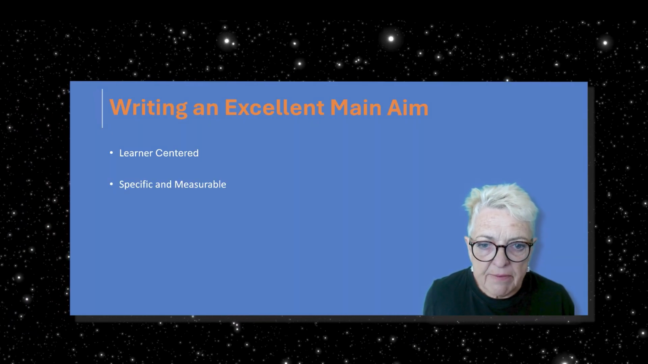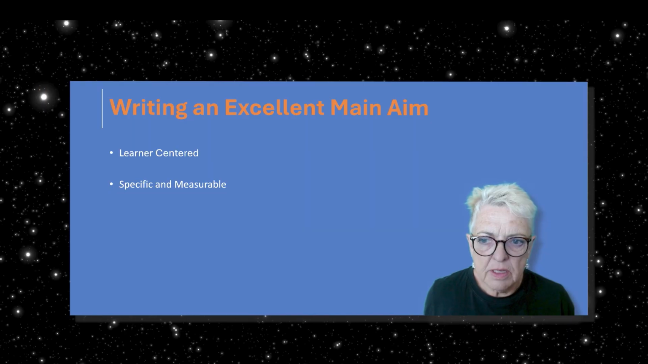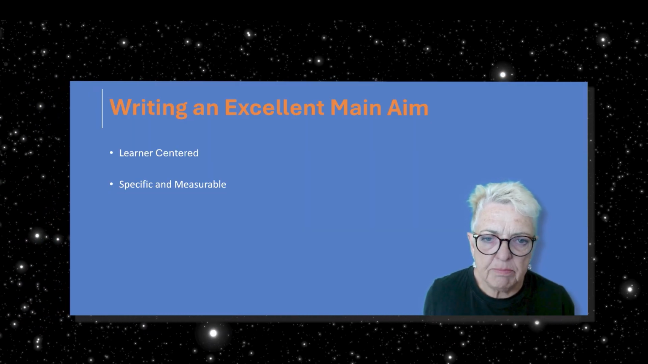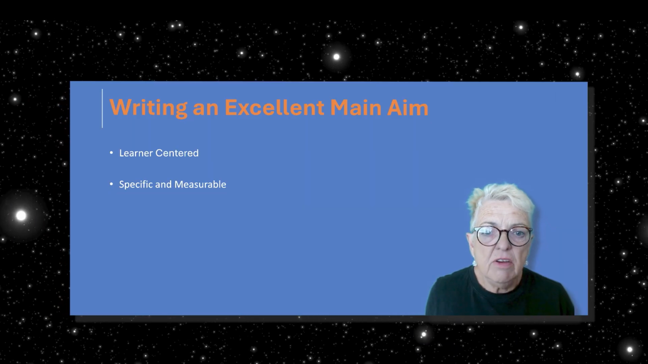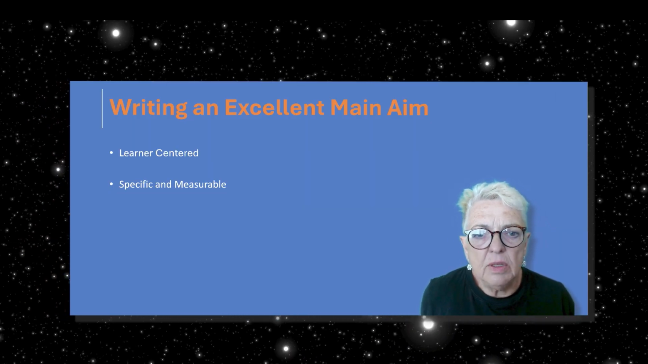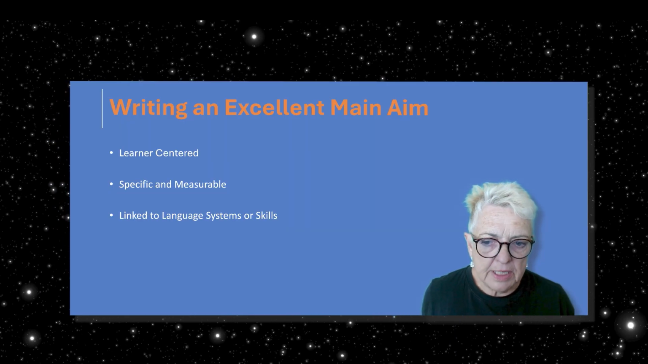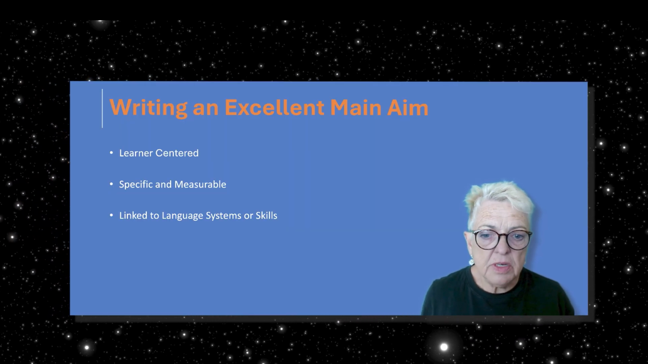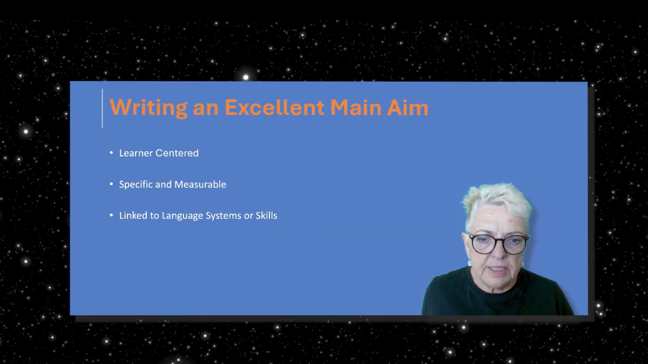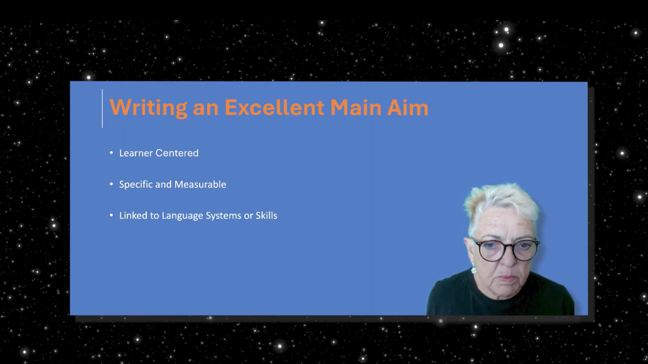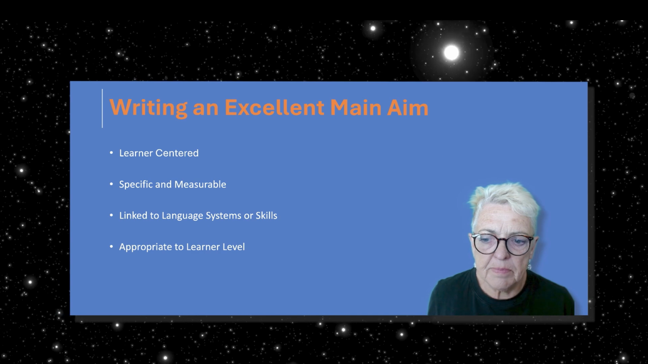They are specific and measurable. So it's very detailed as to what the students will achieve by the end of the lesson. Remember, the end goal is the main aim. It's linked to language systems. It will include language and/or skills: reading, writing, speaking, listening. They are incorporated into the main aim.